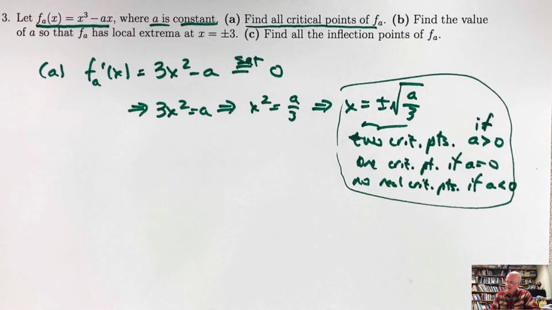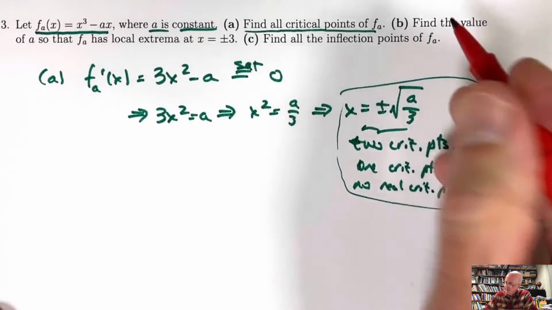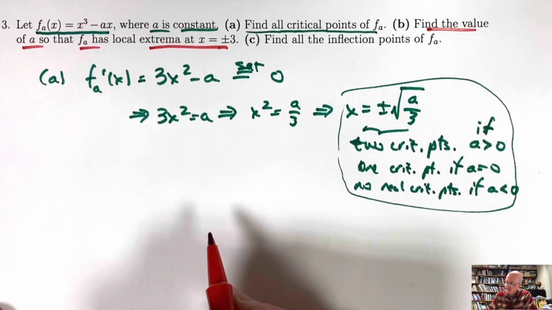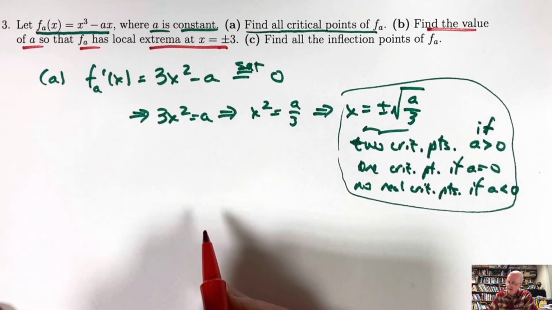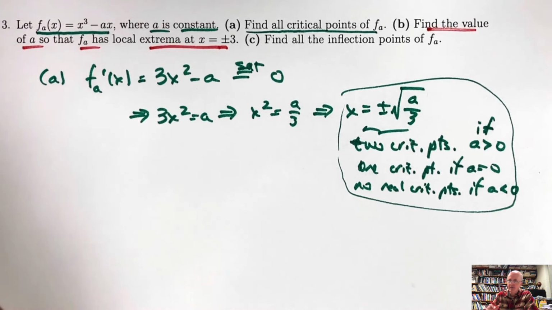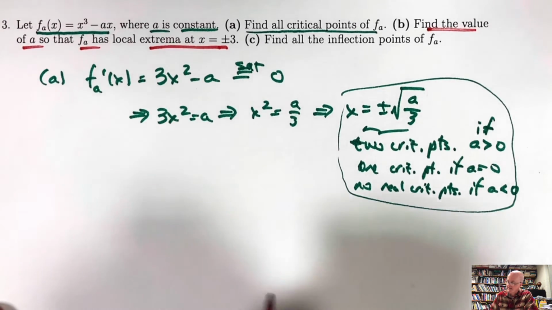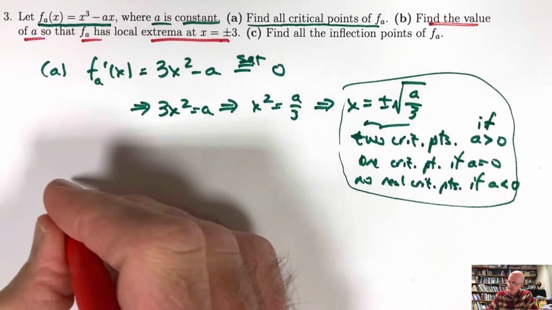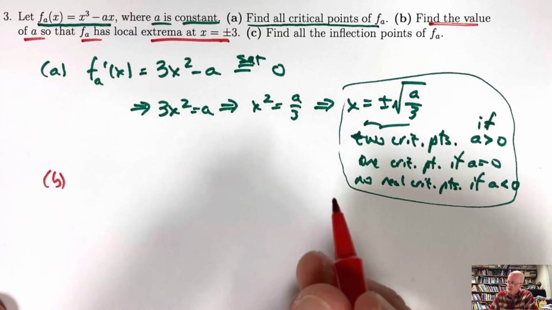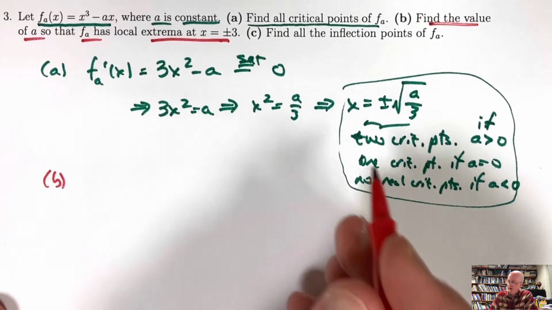Part B, find the value of a so that f sub a has local extrema at plus or minus square root of 3. And in part C, we're going to find the inflection points. It's not part of the directions, but I will graph f sub a for different values of a so we can see these properties. We want local extrema plus or minus 3 occurring at the critical points. They got to occur at the critical points.